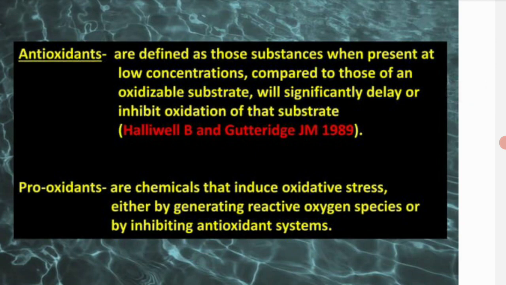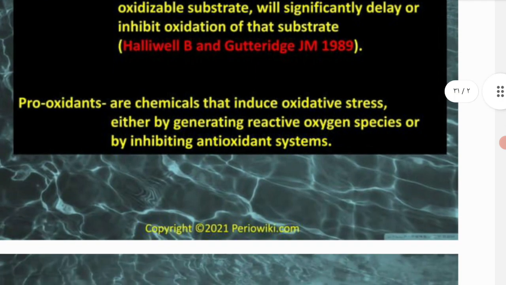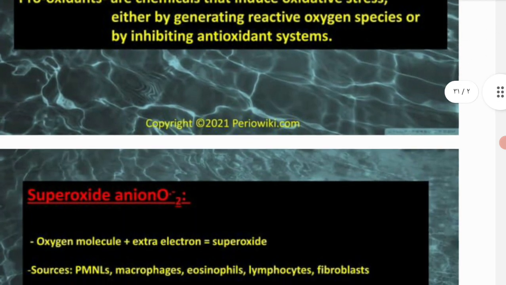Antioxidants, as we say, are good. An antioxidant is a substance which, at low concentration, reduces or delays oxidation of substrates, while oxidants induce oxidative stress either by generating reactive oxygen species or by reducing or inhibiting the antioxidant system.